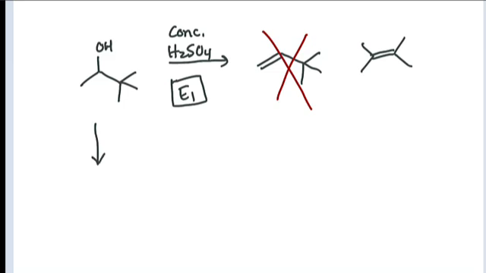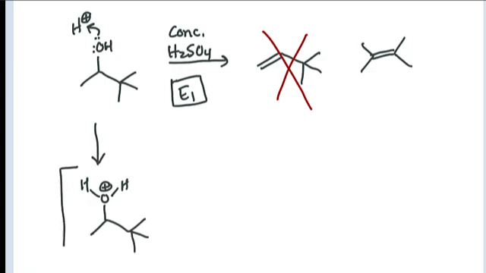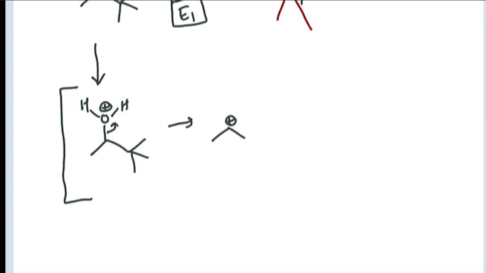Let's think about the mechanism. So we are in H+. When you see H2SO4, think H+. So this oxygen is going to pick up a proton. We're going to turn that poor leaving group into a good leaving group. And then water leaves as the leaving group, leaving behind a positive charge on this carbon atom.